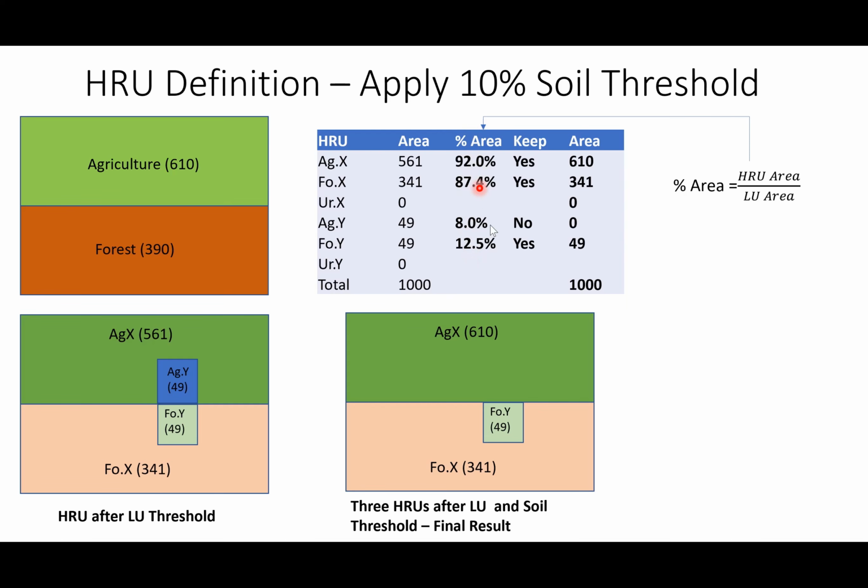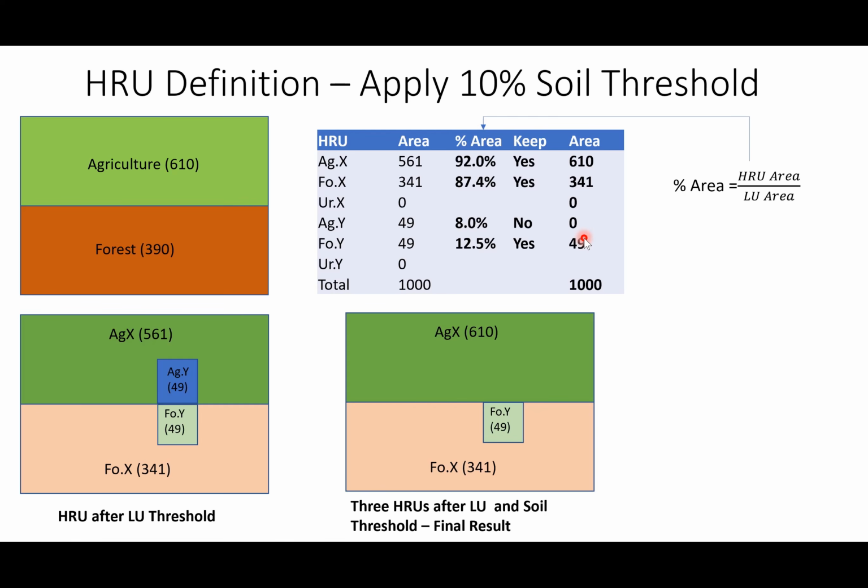So you can see from this column that AGY does not meet our 10% threshold, so it will go away, and eventually we end up with three HRUs, and their areas are again shown here, and they add up to 1000. After we remove an HRU that does not satisfy our threshold, we have to proportionately reassign that area to the remaining HRUs, and this is what we get at the end. So this is how the HRU concept works in SWAT.